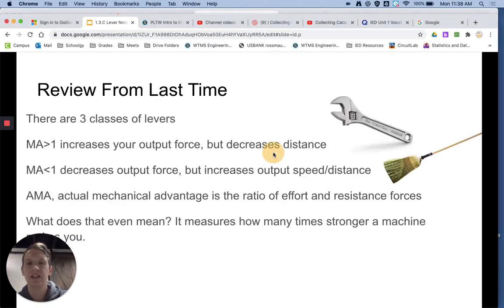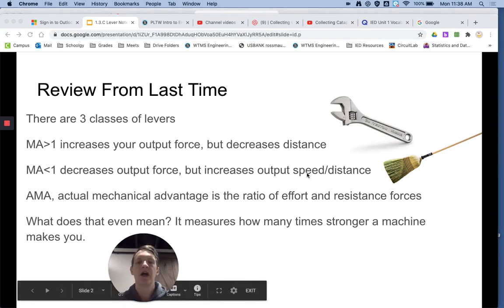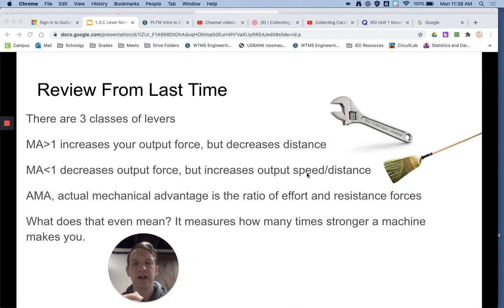So we're going to continue on with levers. If we review from last time, we talked about the 3 classes, creatively named by engineers as first, second, and third class. The main concept here is mechanical advantage greater than 1 or less than 1. Mechanical advantage greater than 1 increases your force. Something like this wrench will allow you to create a large amount of force to turn a bolt that is stuck, or if you really want to get something tight. So this increases the amount of force you can have.